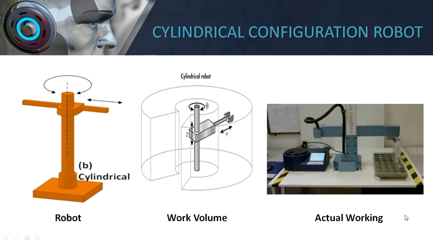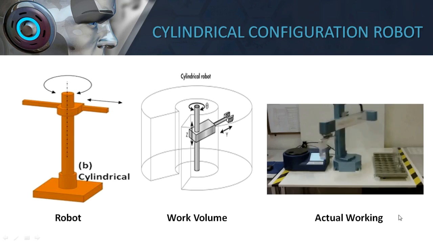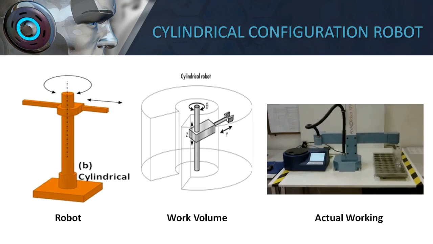So that is about how a work volume or how a cylindrical configuration robot works, and it is used majorly for picking one particular object from one place and then putting it into the other place within the work volume. It cannot go beyond the work volume. This is about cylindrical configuration robot.